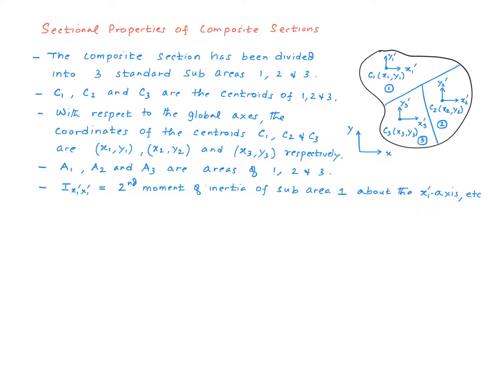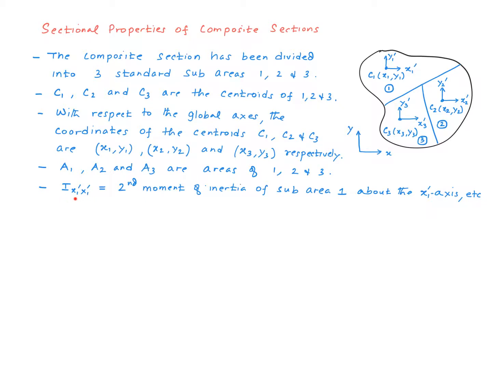So what do we do? Well, we take the composite section and subdivide that into standard sections. Like for example, in this particular example, I'm taking this composite section and subdividing that into 3 sub-areas, 1, 2, and 3. C1, C2, and C3 are the centroids of the sub-areas. With respect to a global coordinate system xy, these centroids have these coordinates. C1 has x1 and y1, C2 has x2 and y2, C3 has x3 and y3. A1, A2, and A3 are the areas of the sub-areas.